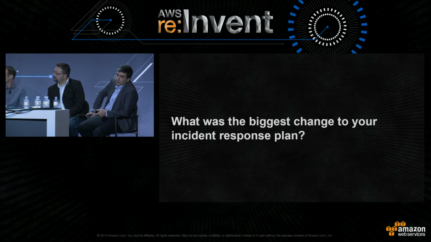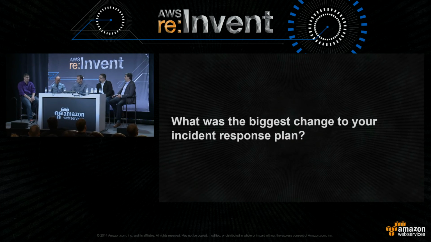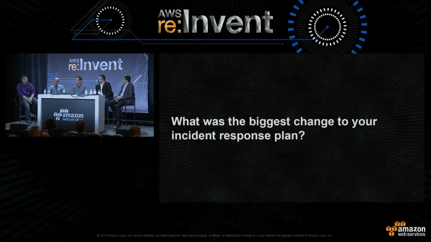So, very similar sort of vein, but a little more urgent. Shared responsibility: AWS is running a good chunk of the infrastructure here. What impact has that had on your incident response plans? So Jason, do you want to lead us off?